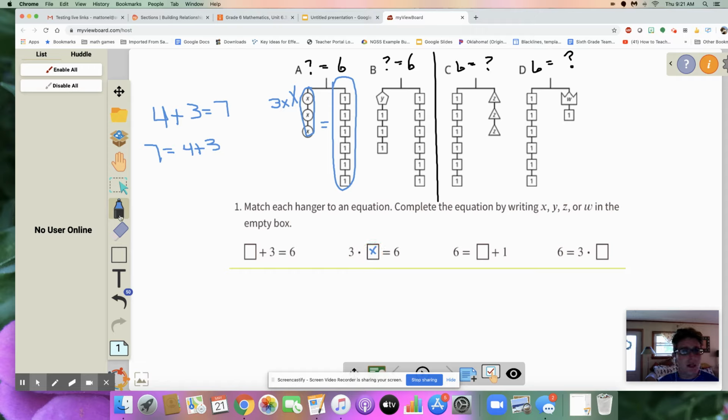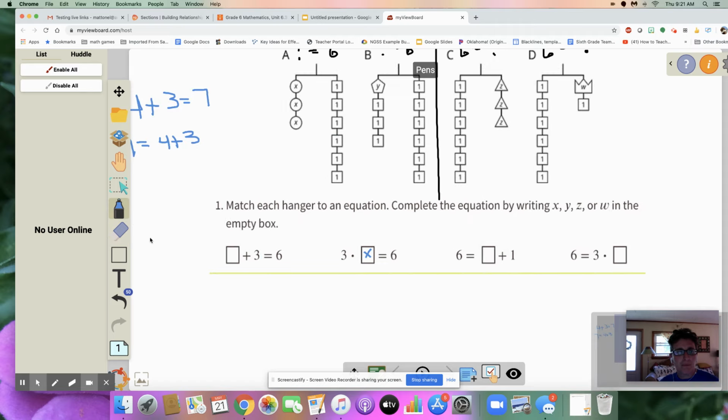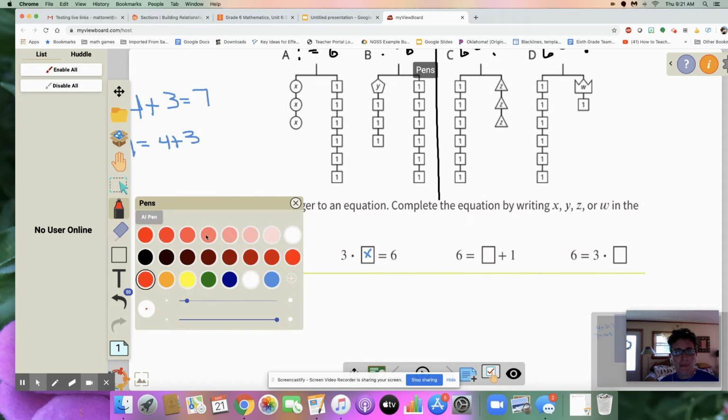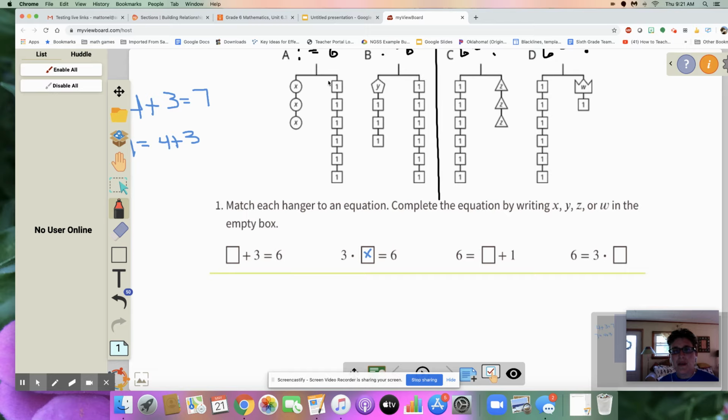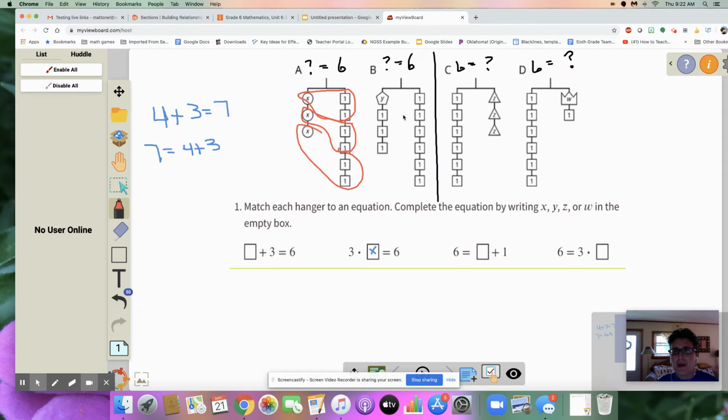And I can think of this another way, by noticing that for every x, I have 2 of those. And there's my balance.